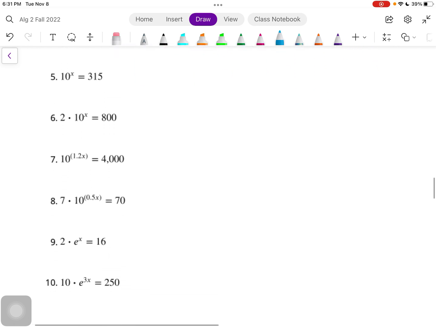All right, number 5, 315 cannot be changed to 10 to some power. Not exactly anyway. So we're going to convert this one to a log. So it's log base 10 of 315 is equal to x. And that's really all you have to do, right? You're not solving anything else. You're not finding an approximate value.